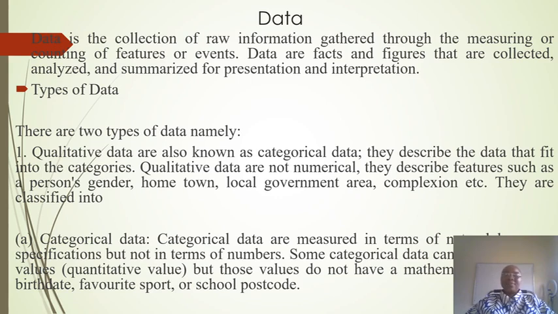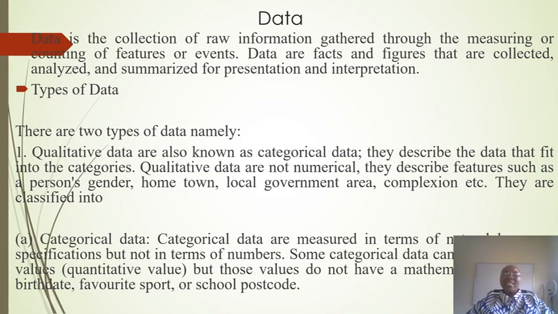What are qualitative data? Qualitative data are also known as categorical data. They describe data that fit into categories. Qualitative data are not numerical data. They are data that describe features such as a person's gender, which can either be male or female, like our hometown, our local government, our complexion. Some are light in complexion, some are dark in complexion, etc.